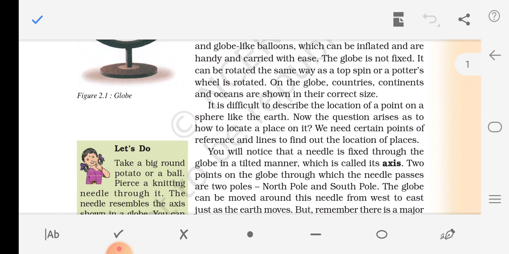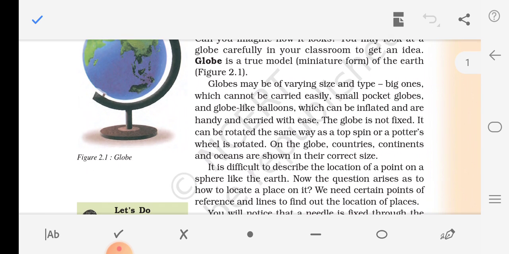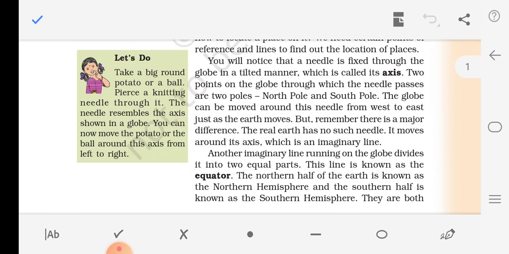The 2 points on the globe through which the needle passes are the 2 poles. The upper part is the north pole and the lower part is the south pole. The real earth has no such needle. This is imagined, that's all children. The earth moves around its axis, which is an imaginary line.